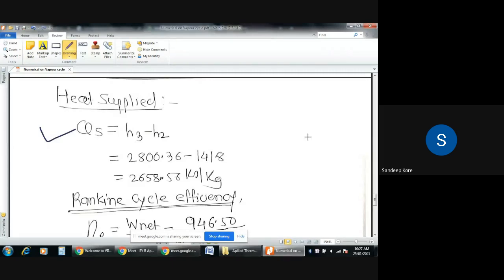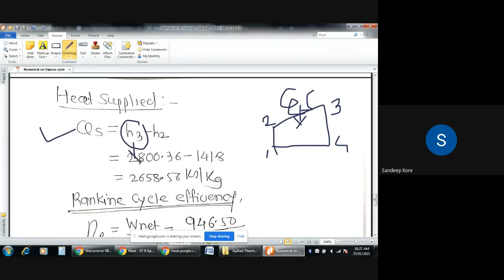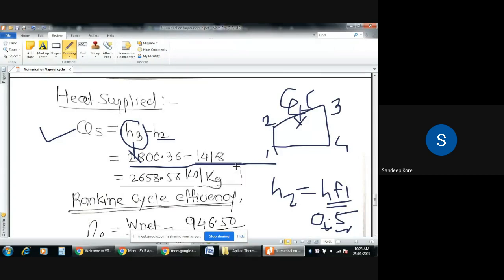Suppose this is our Rankine cycle, 1, 2, 3, 4. The amount of heat supplied, QS, is H3 minus H2. Already we have noted H3, that is 2800. Now what is H2? H2 is equal to HF1, enthalpy of fluid, and this we have to refer at a condenser pressure of 0.5 bar. That we have already noted, it is 141. So 2800 minus 141, 2658 kilojoule per kg is the amount of heat supplied.